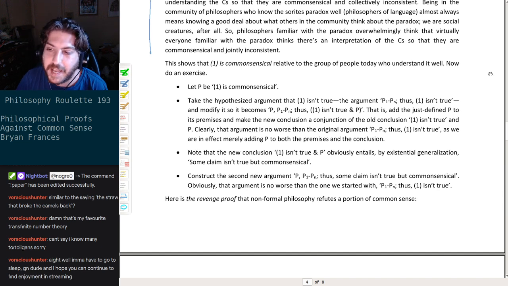That is, add the just-defined P to its premises and make the new conclusion a conjunction of the old conclusion, 1 isn't true, and P. Clearly, that argument is no worse than the original argument, P1 through Pn, thus 1 isn't true, as we were in effect merely adding P to both the premises and the conclusion. So there's like an addition rule here. You've just added P over here and over there, so P on the left, thus P on the right. What could possibly go wrong there?